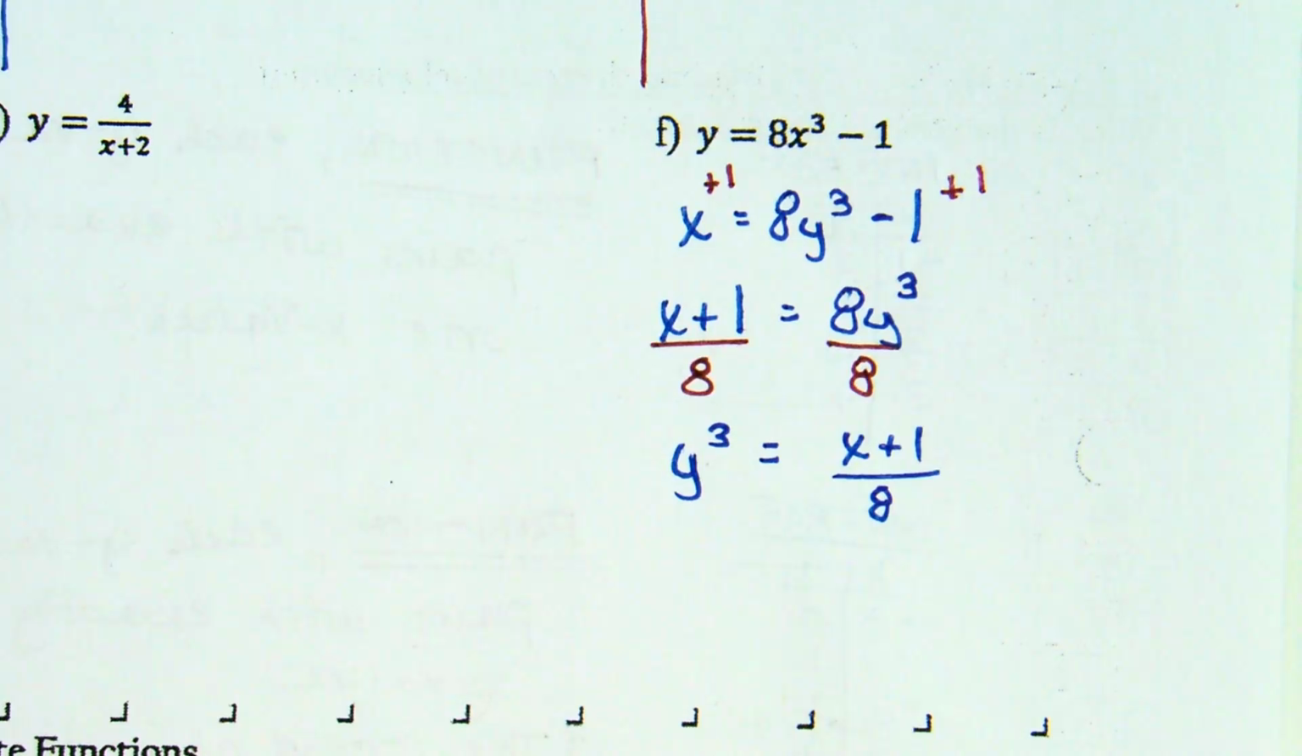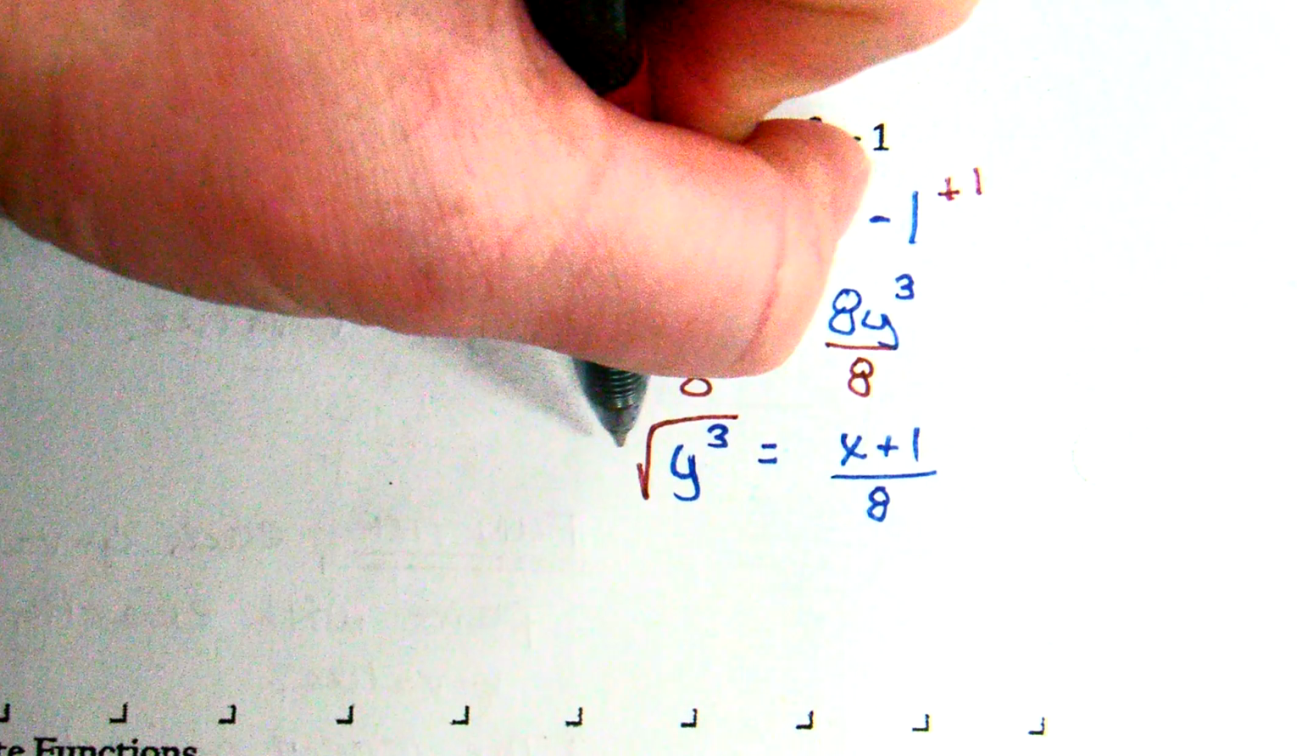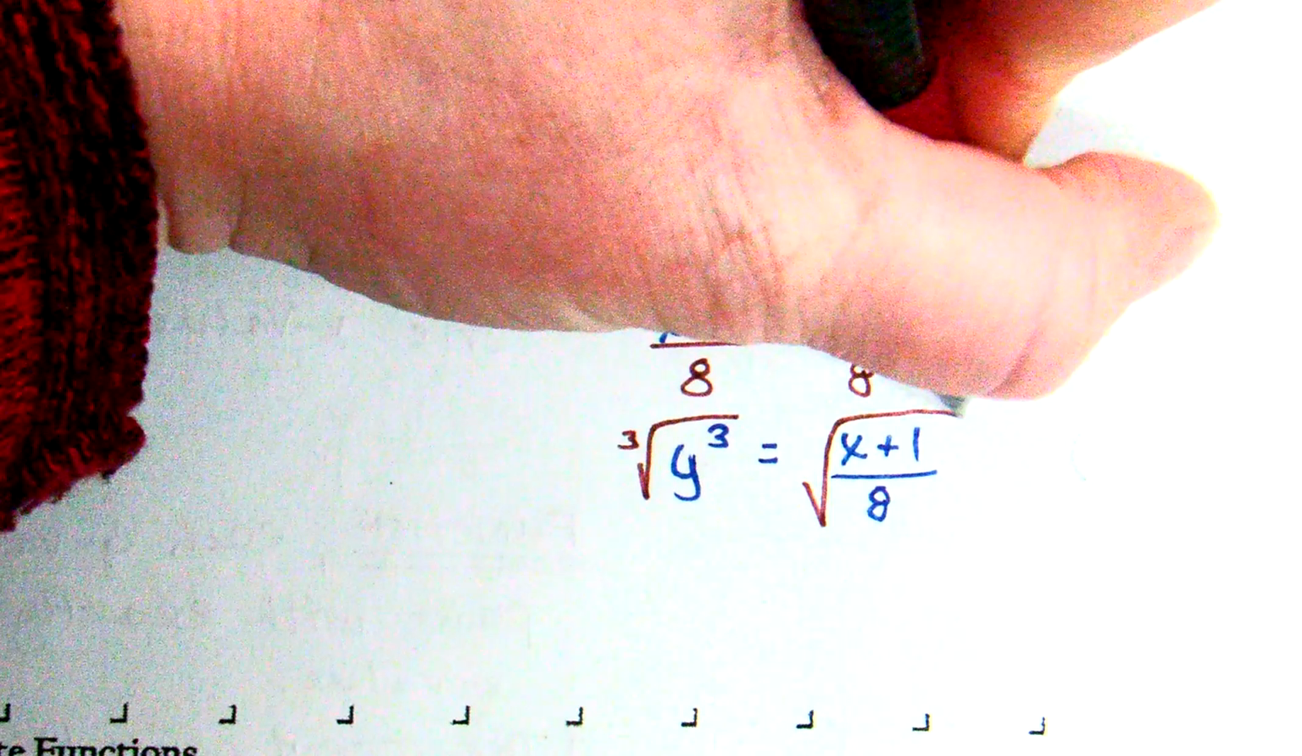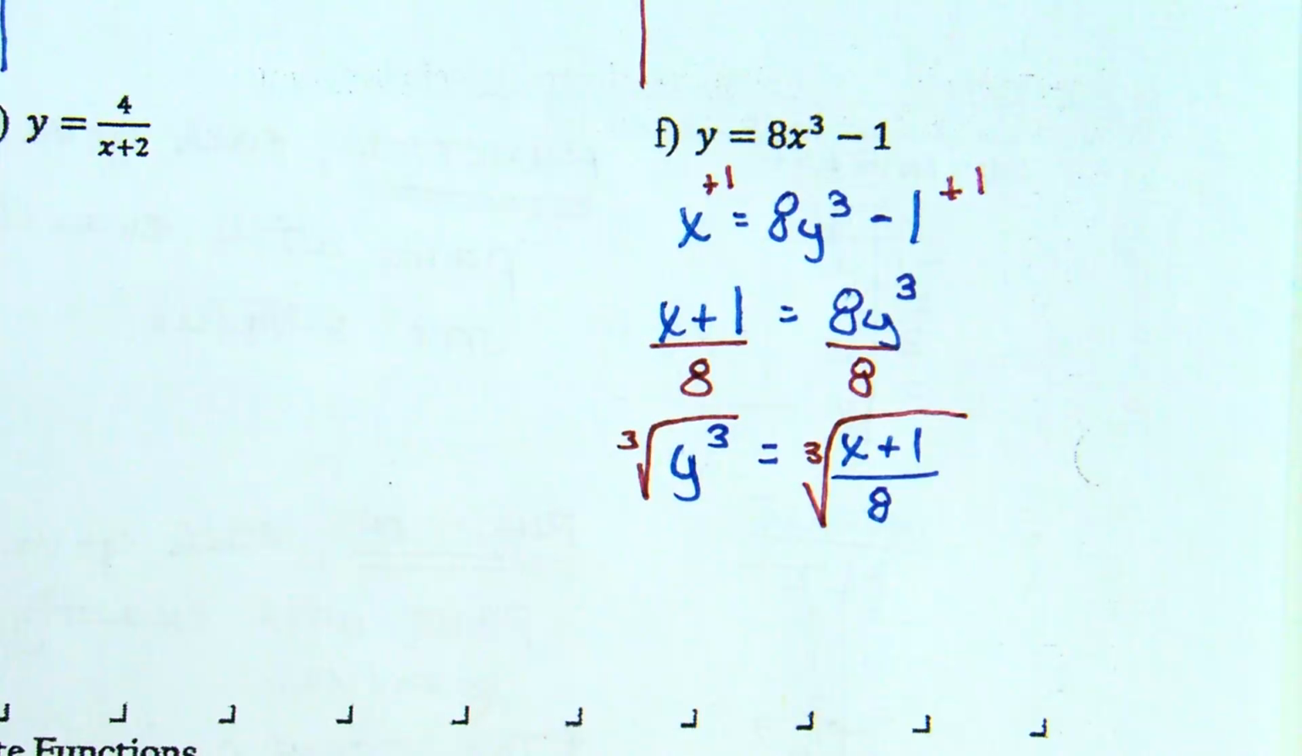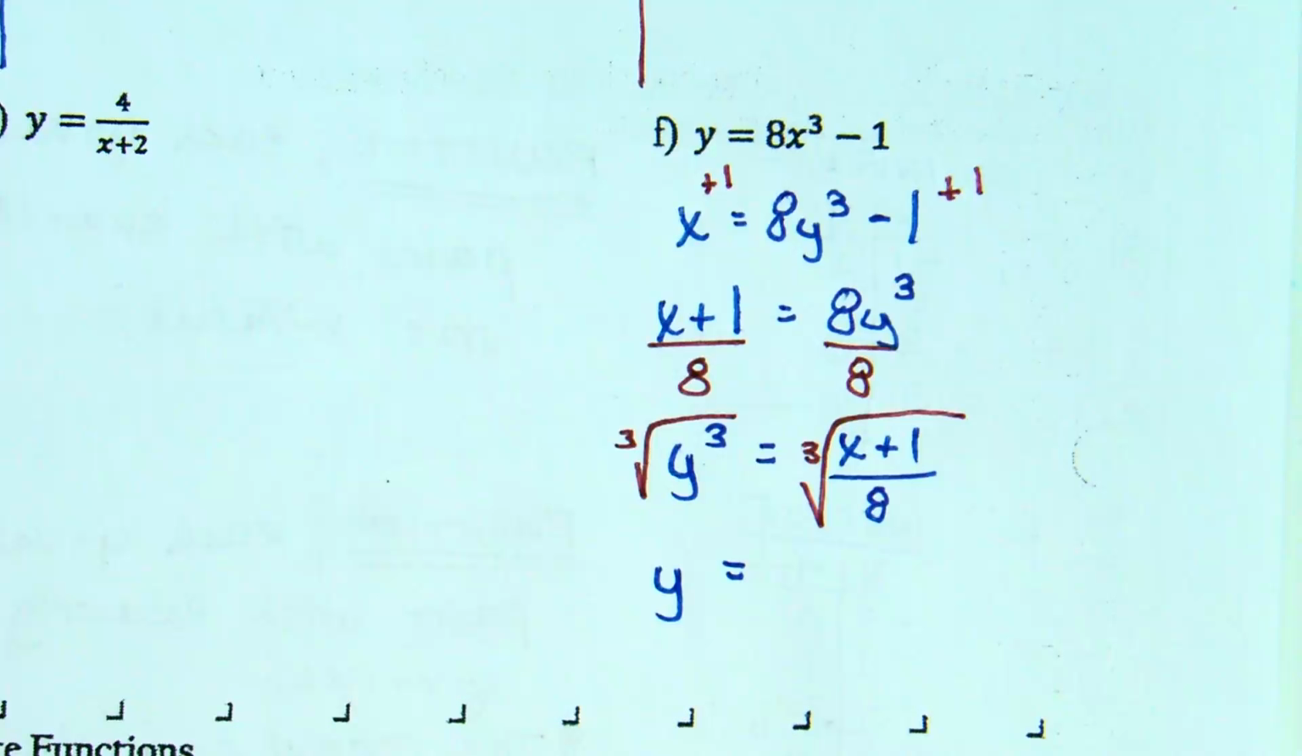How do I get it to be y equals? What's that last step? Yeah, if it's a cubed, we're going to take a cube root. We cube root the left. We cube root the right. What is the cube root of y cubed? Y. They cancel, the whole design is they cancel each other out. What is the cube root of x plus 1 over 8?